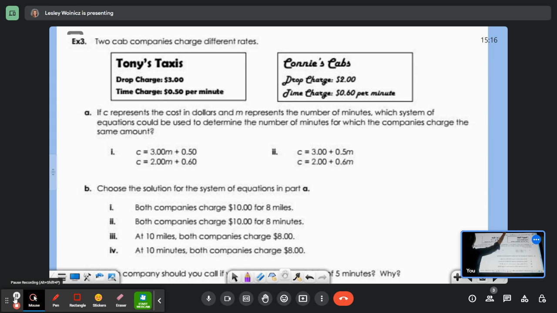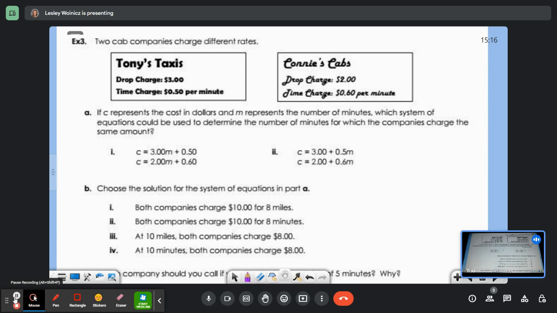Good? Okay. So look at these two advertisements. It says if C is the cost in dollars and M is the number of minutes, which system of equations could be used to determine the number of minutes for which the cab companies charge the same amount? So I want you to look at those two systems and pick the right one.